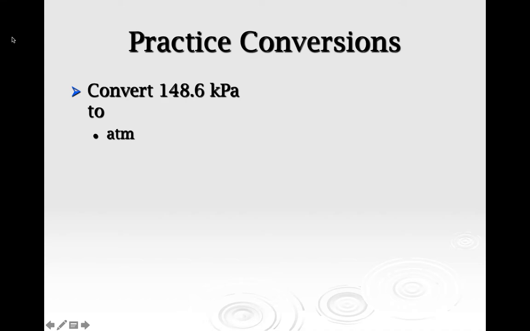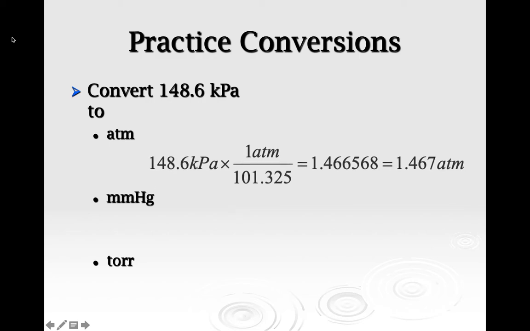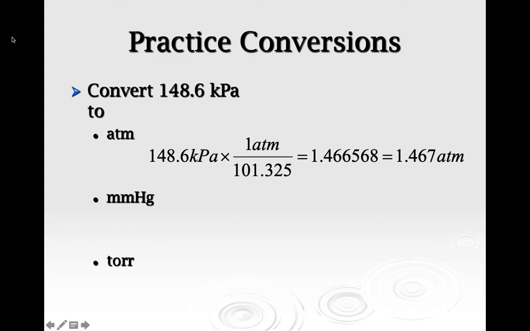So we just had one like this, but we're going the opposite way. There are 101.325 kilopascals in an atmosphere, so we want kilopascals to cancel out. This time I would divide to get 1.467 atmospheres.